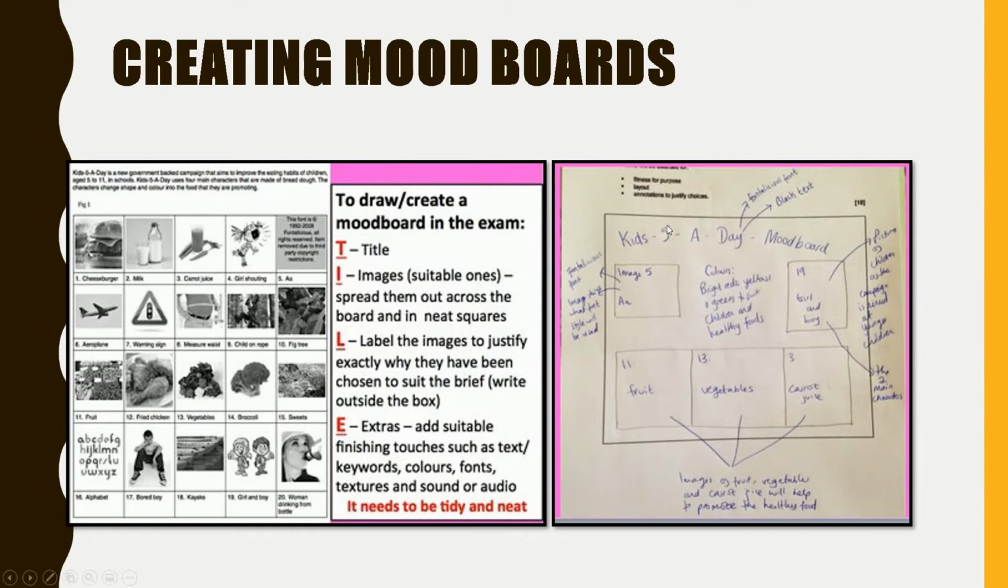If you have a look at this example on the right, this mood board is based on Kids 5 a Day. They've got the images, they've got the text, but they've also got rationales behind why they've chosen those specific pictures or images of fruit and vegetables, and for the picture here, they've got a rationale behind why they've chosen that image as well. Same with the colours and the fonts. So they will most likely get a question on creating a mood board.